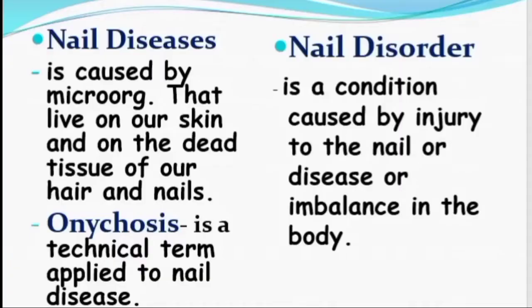What is the difference between nail disorder and nail diseases? Nail diseases are caused by microorganisms that live on our skin and on the dead tissue of our hair and nails. While nail disorder is a condition caused by injury to the nail or disease or imbalance in the body. And onychosis is a technical term applied to nail disease.